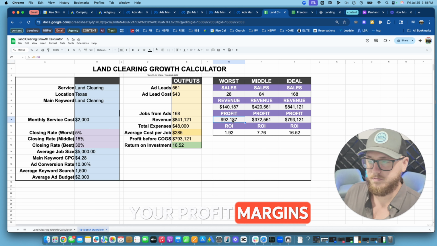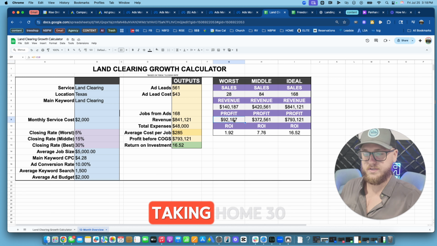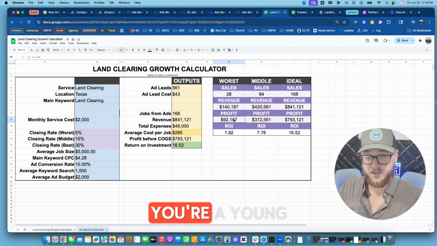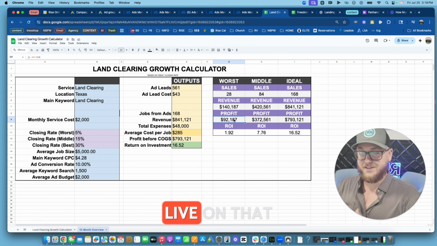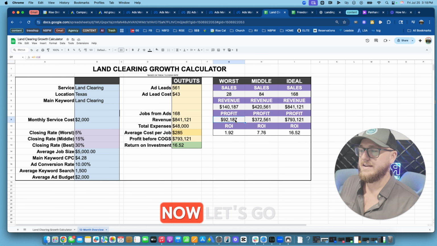Let's say your profit margins just totally suck and you're only taking home 30, 40,000. If it's just you, like you're a young guy, 19, 21 years old, you could still live on that with a horrible close rate, 5%. Now let's go middle of the road.